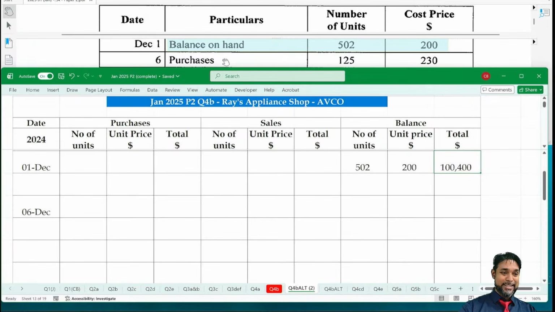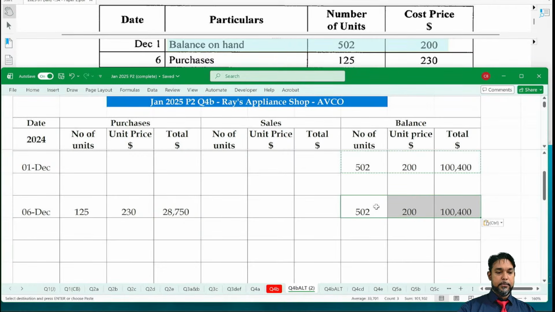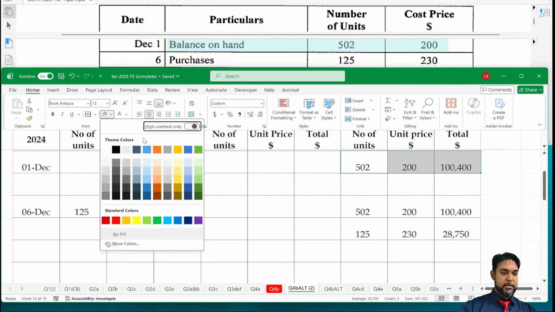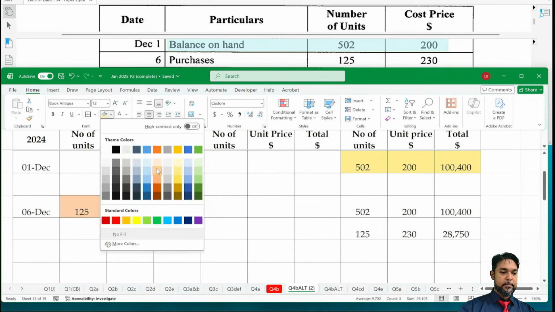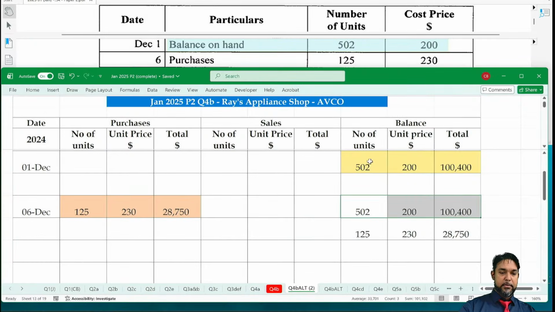So we have a purchase on the 6th of December of 125 units at 230. So 125 at 230 gives 28,750. Okay, cool. Now we have to bring that here. I was supposed to color code. All right, hold on, give me a sec. I'm going to put the opening in yellow, this one in a kind of orange, a kind of red. So we have two batches, the yellow one and the peach one.